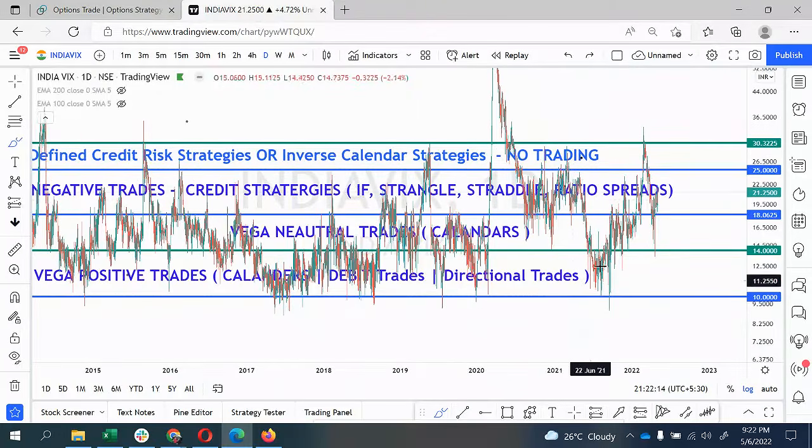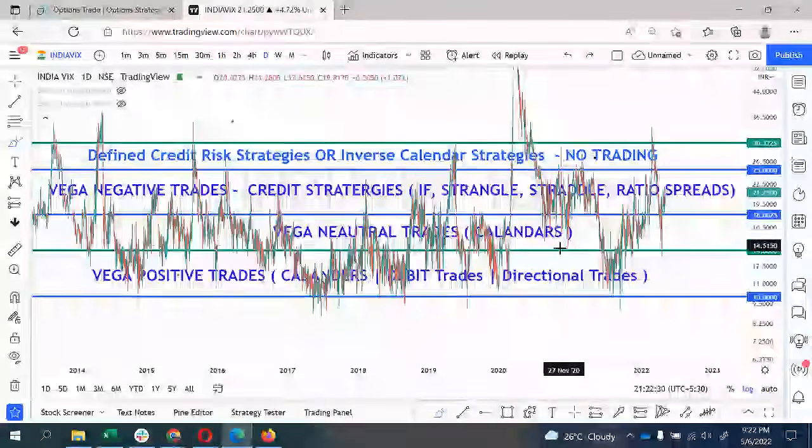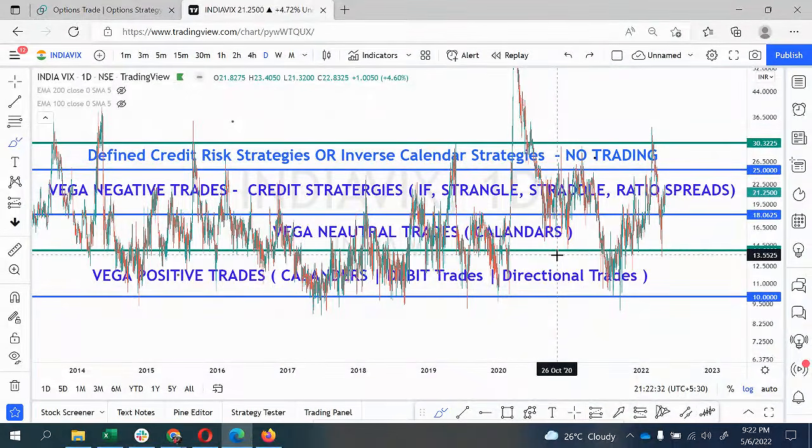Okay, so it doesn't make sense for you to deploy a calendar when the VIX is at 25, or even if the VIX is between 18 and 25, because you will end up paying extra debit. See, friends, telling is very easy, but this is what the majority of successful traders do. For them, the strategy doesn't even come into the matter, right?